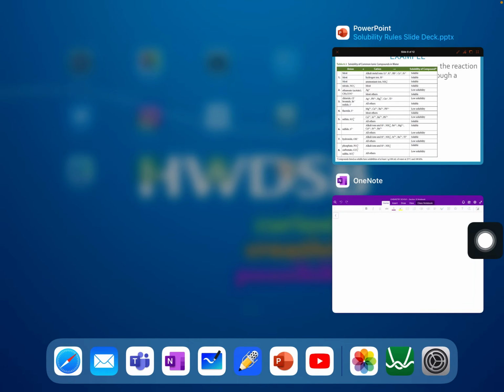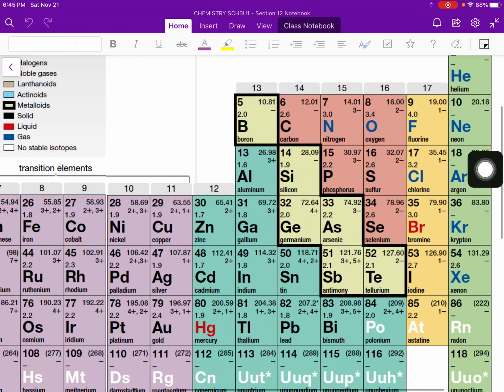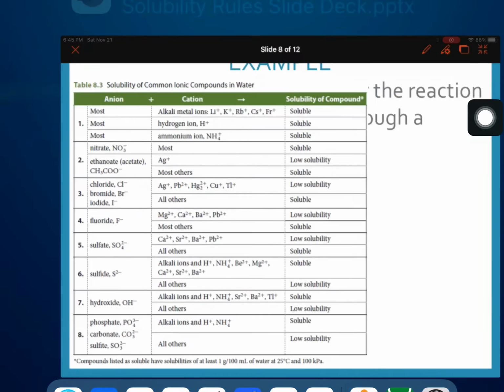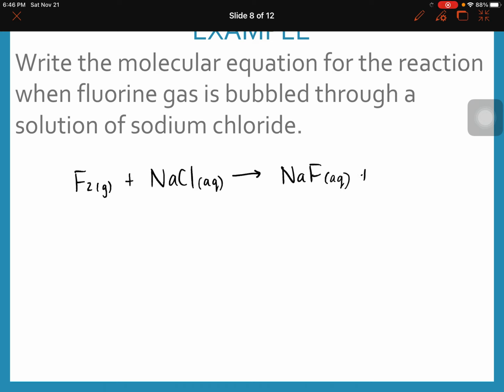And then I can use the periodic table to find out. Chlorine is blue, which is a gas. So I had fluorine, which was a gas. Sodium chloride was highly soluble, so it's aqueous. And then sodium fluoride was also highly soluble, aqueous, and chlorine was a gas. And to make this balanced, I put a 2 in front of each of those.